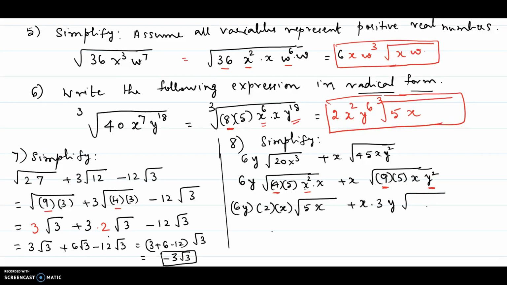Inside the radical you are left with 5x. Now these two terms are of the same kind. So we can write the coefficients and add them up. So which is 12xy plus 3xy times square root of 5x. So it is 15xy times square root of 5x.